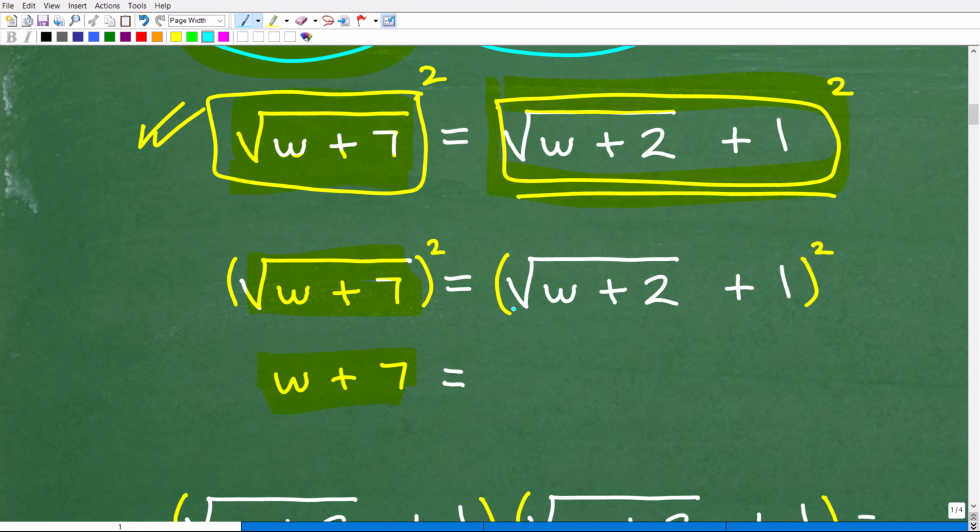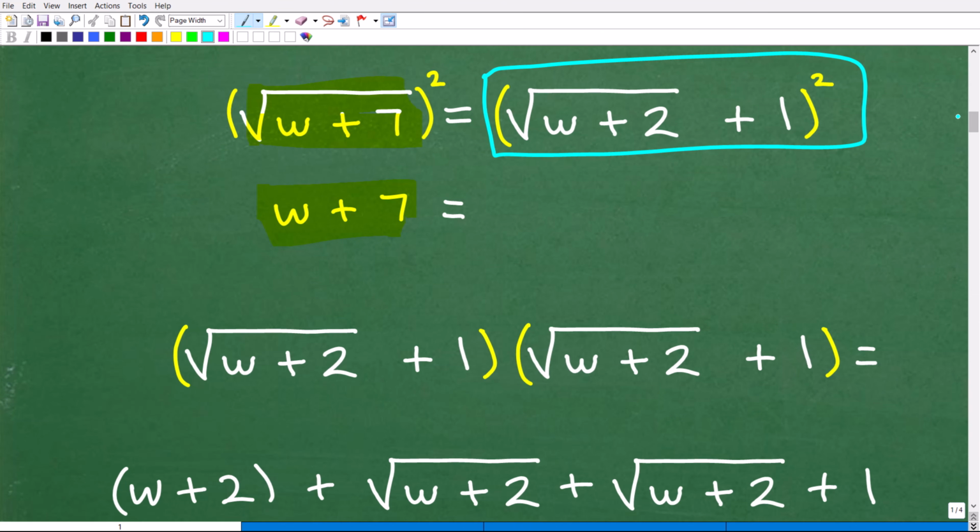So here I want to square this side of the equation. Remember, in algebra, whatever you do to one side, you have to do the same thing equally to the other side. So I'm going to have to figure out this whole thing, the square root of w plus 2, plus 1, squared. All right, so this is going to require some work. Let's take a look at what that means. It means the square root of w plus 2 plus 1 times itself, which is, of course, the square root of w plus 2 plus 1. So we're going to have to figure this thing out right here.